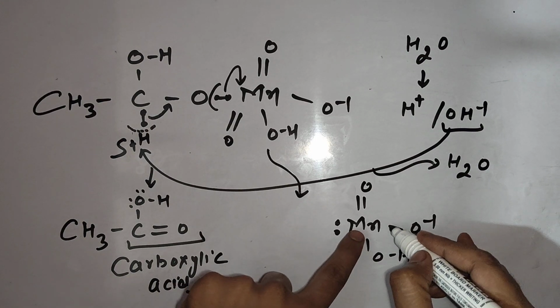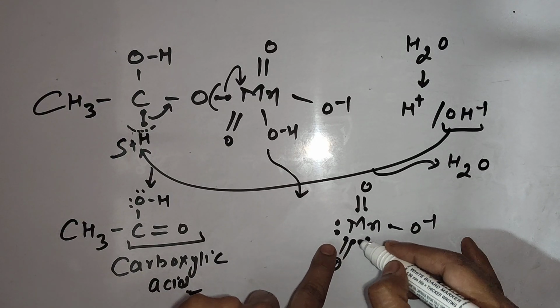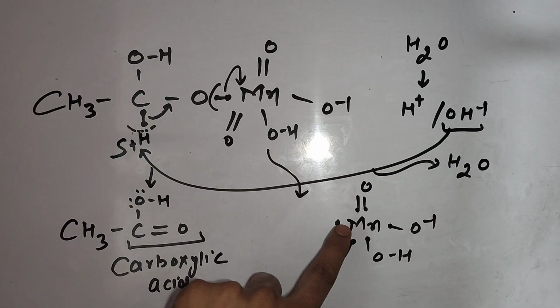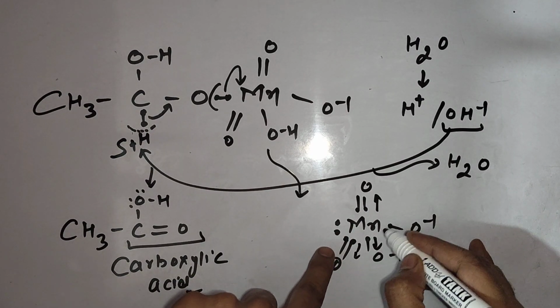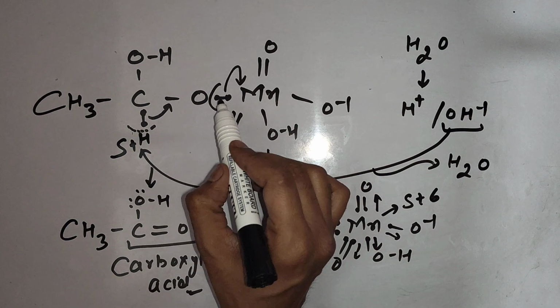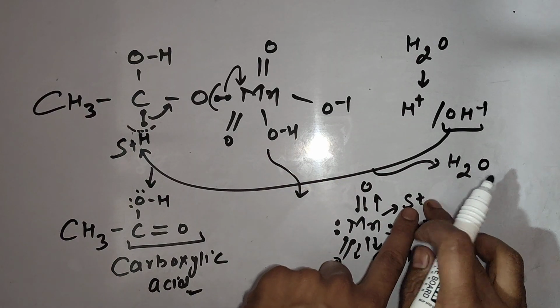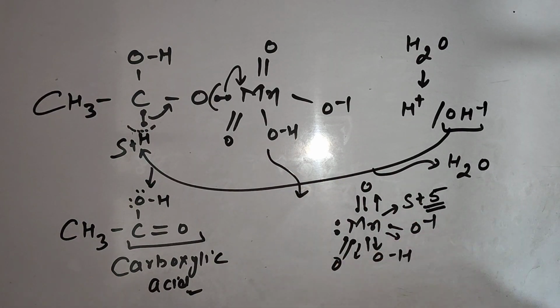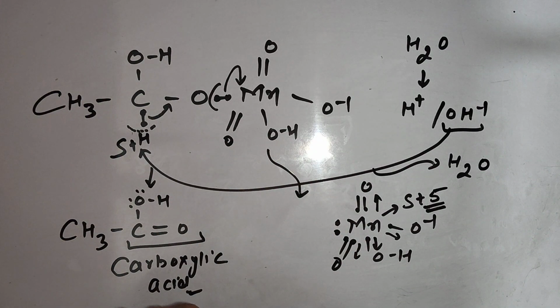Now what is the oxidation state of Mn here? 1, 2, 3, 4, 5, 6. 6 electrons it is sharing with oxygen. All are going toward oxygen, due to which it should be a partial plus 6. But wait, it got extra electron from oxygen side, so it will have partial plus 5 oxidation state now. In this fashion, this is the mechanism where 1-degree alcohol is converting itself to carboxylic acid.